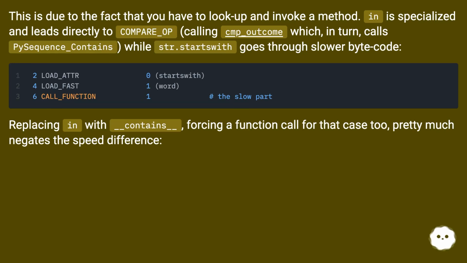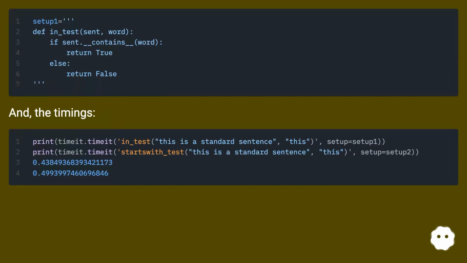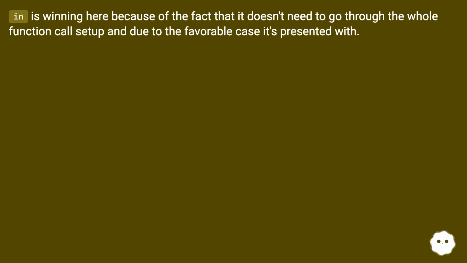Replacing in with __contains__, forcing a function call for that case too, pretty much negates the speed difference. And the timings. In is winning here because it doesn't need to go through the whole function call setup, and due to the favorable case it's presented with.